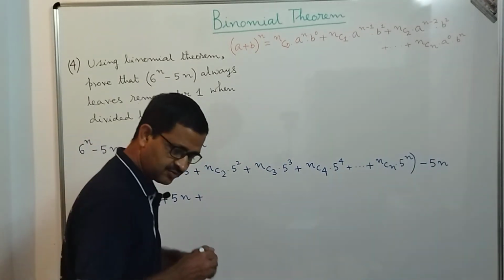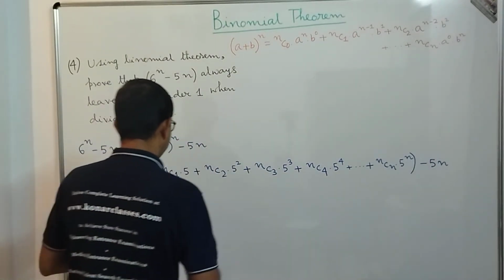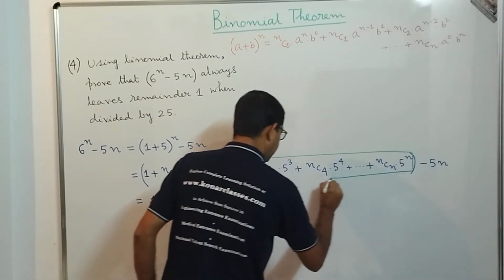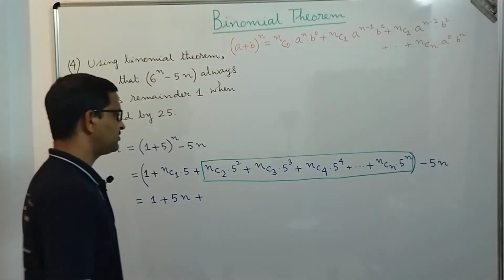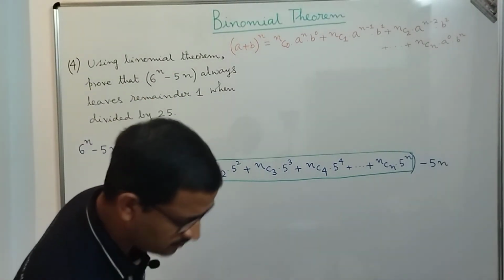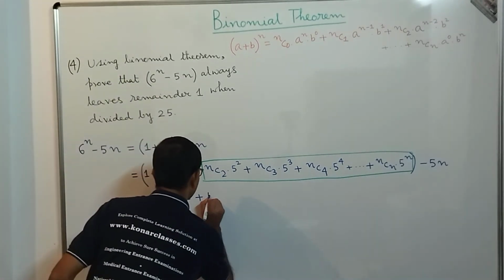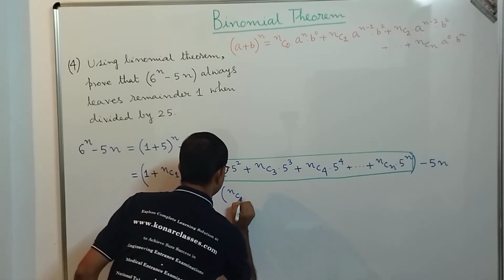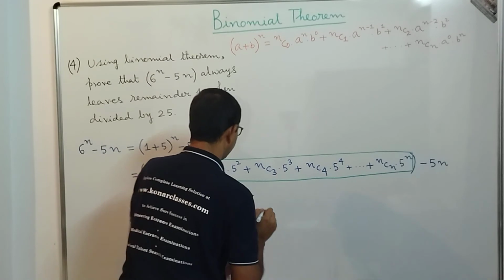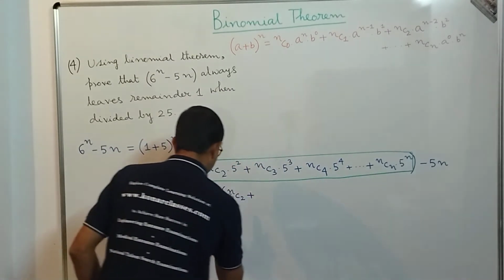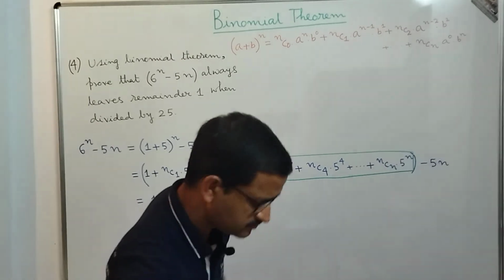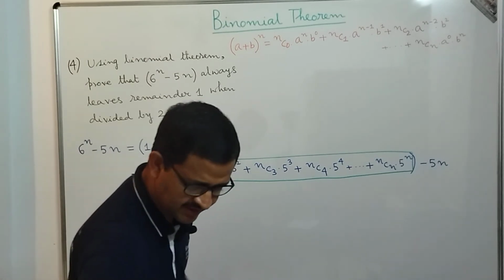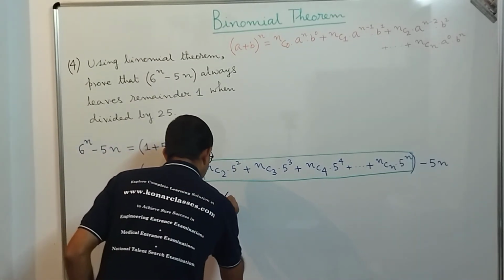Whatever we see, dear students, in all these terms, if you look from here till the last term, what you see is that 5 to the power 2 is common, correct or not? So what you can do is take that 5 to the power 2 common. Then what are we going to get here? nC2 plus nC3 into 5, and in that way we will get all these terms. So let me write those terms as a value. Let me take this value as x: 5 to the power 2 into x, correct?